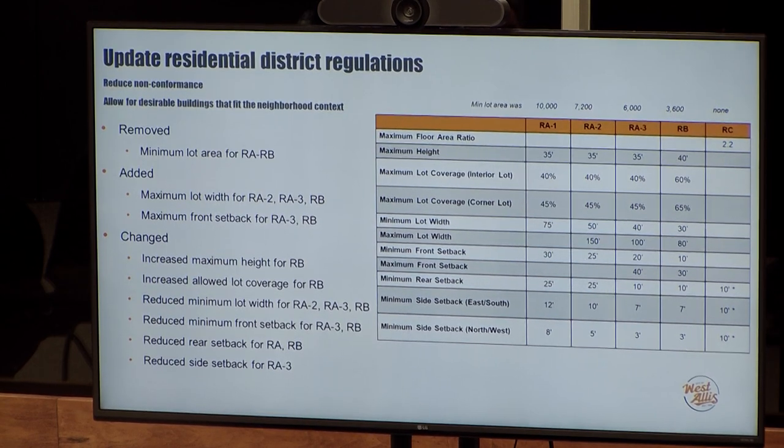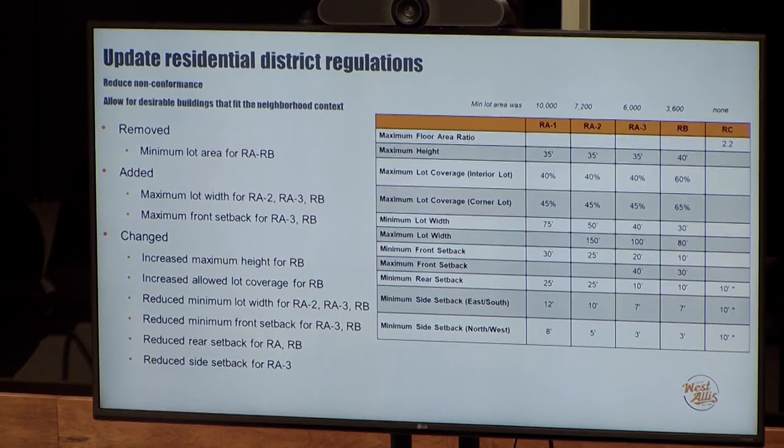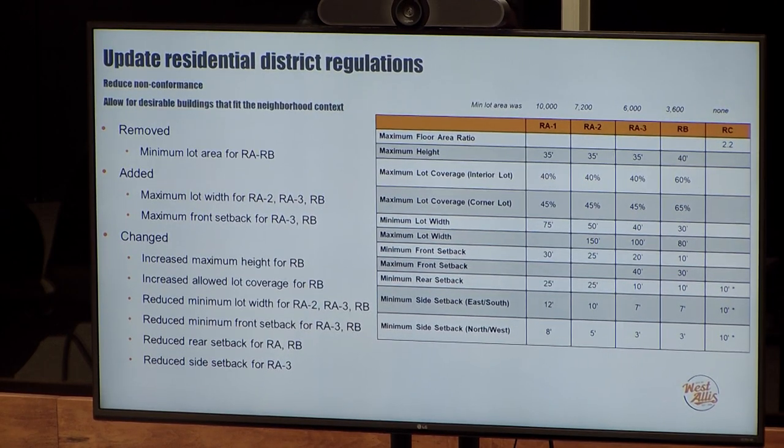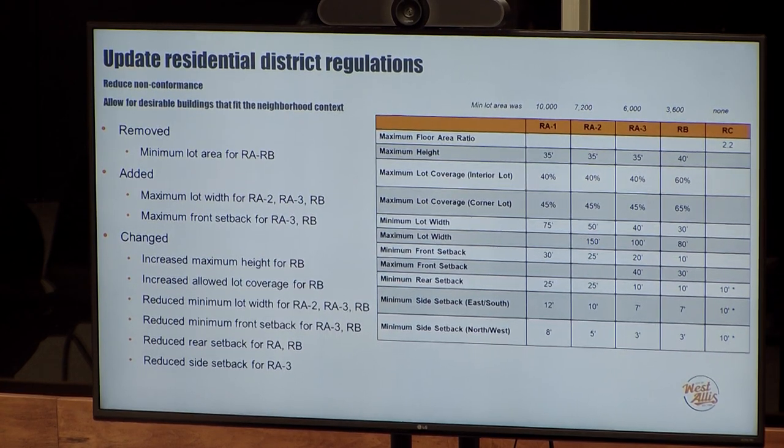I don't know if there are any questions on this, if you had a chance to really look at it, but in some respects it's changing somewhat in terms of the height, the elimination of the minimum lot size, and in the case of some of the setbacks, the minimum side yard setbacks for RA1 are actually increasing a little bit, and RA2 are increasing slightly. RA3 and RB are more or less generally consistent.